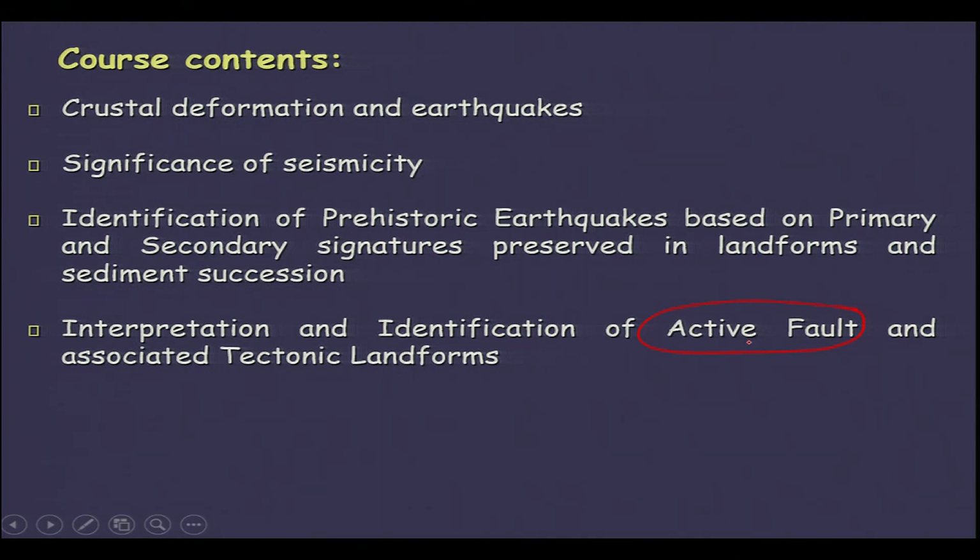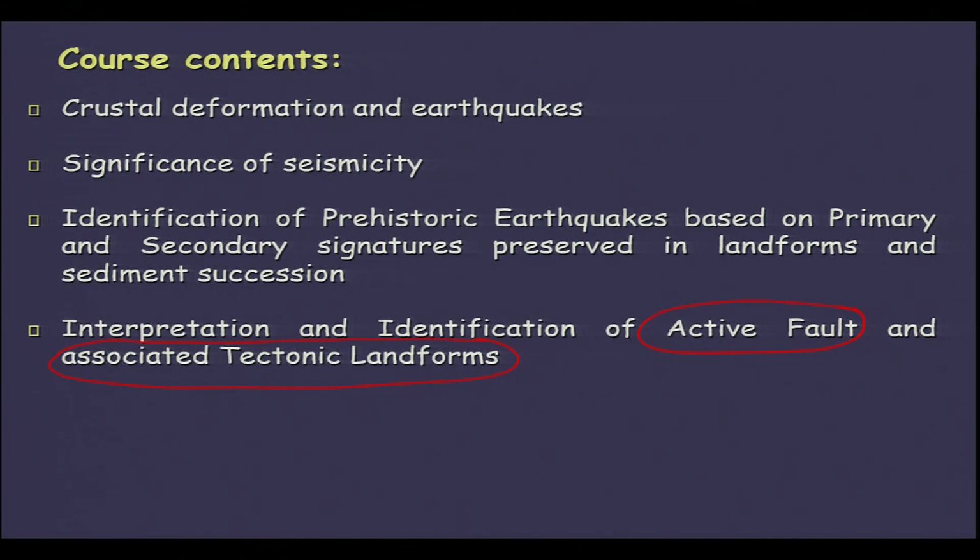and because of this deformation, what are the associated landforms? We will try to identify that. Okay. Because whatever deformation is taking place, if we say the crustal deformation, then everything gets preserved on the surface as well as in the sediment succession.